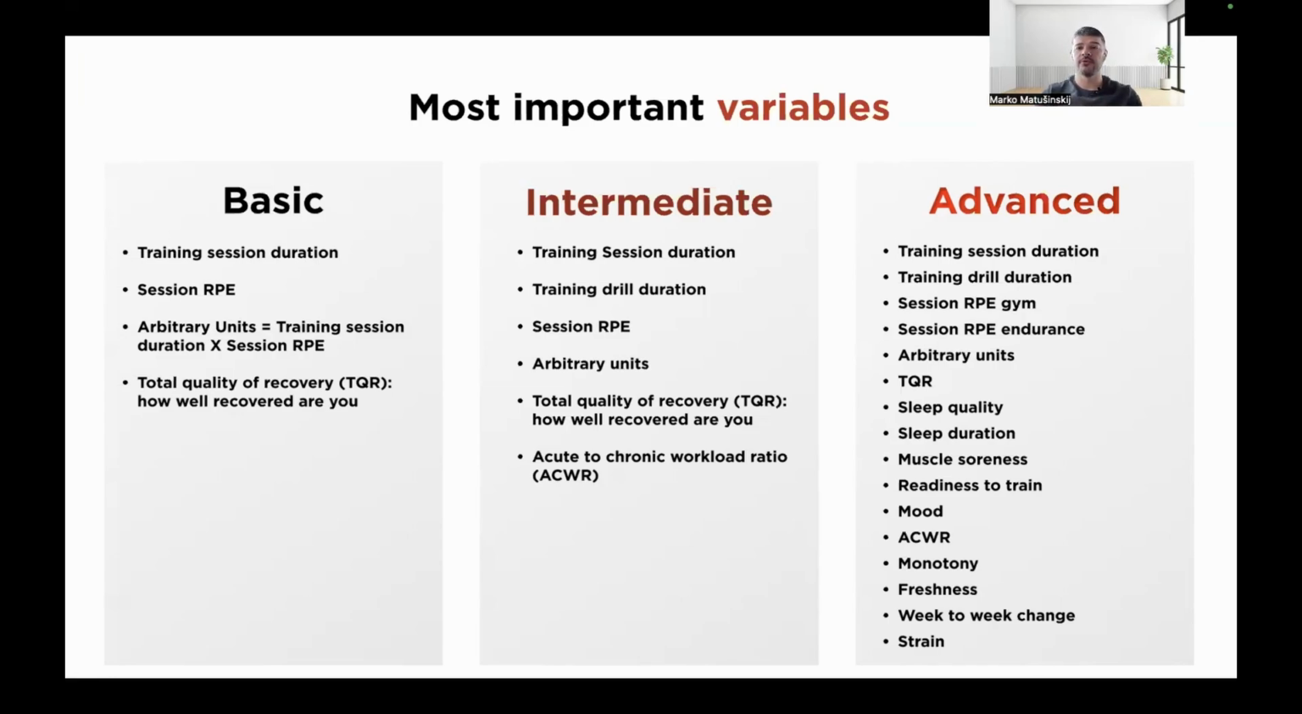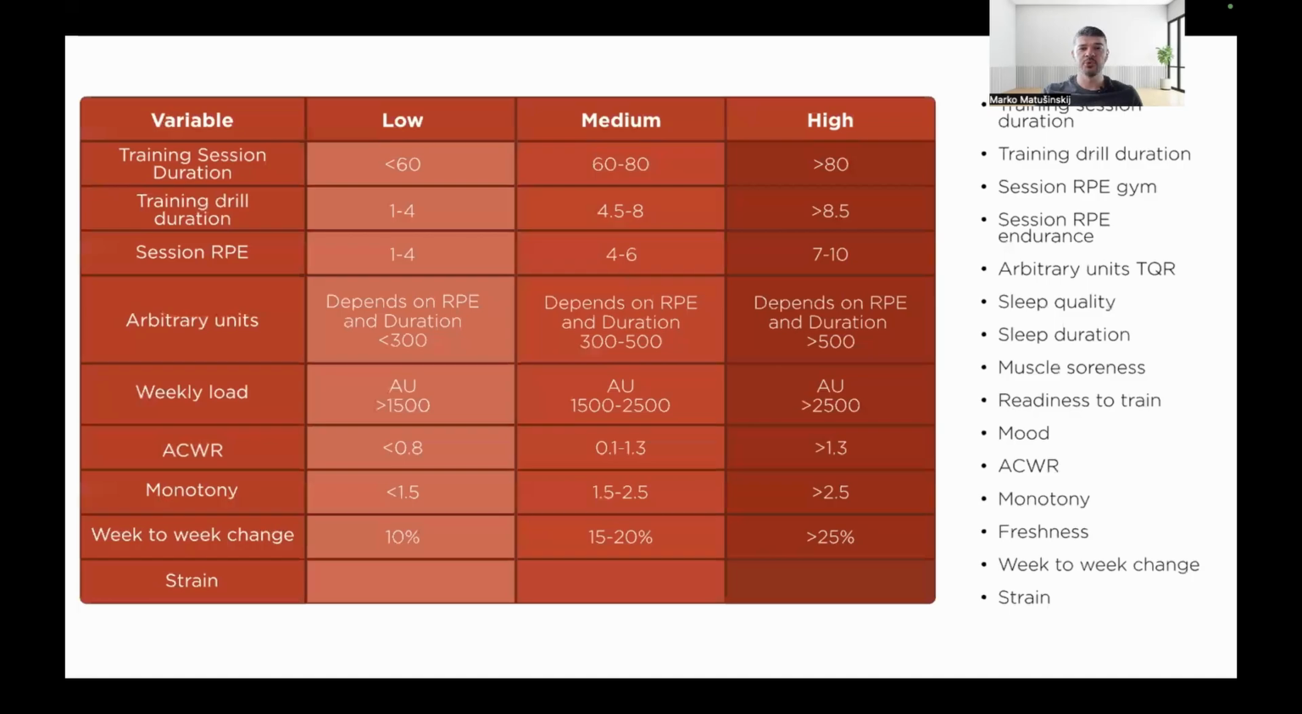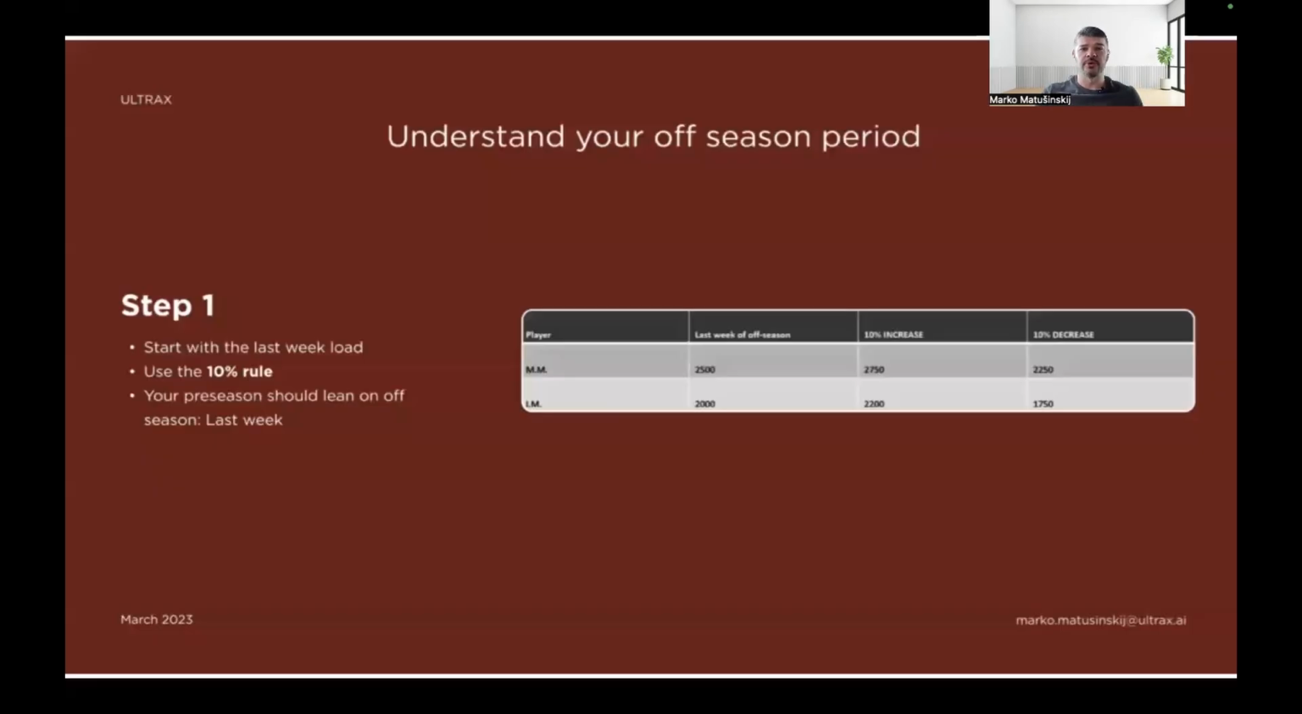Later on, we can use some of the most important variables to check even deeper, into more detail. I am an advocate of using the advanced method, not just to collect something, but because it can be useful in telling the whole story of what is happening with your teams. You can choose basic, intermediate, or advanced variables when it comes to session RPE, and you can see here how to define low, medium, and high zones for those variables.